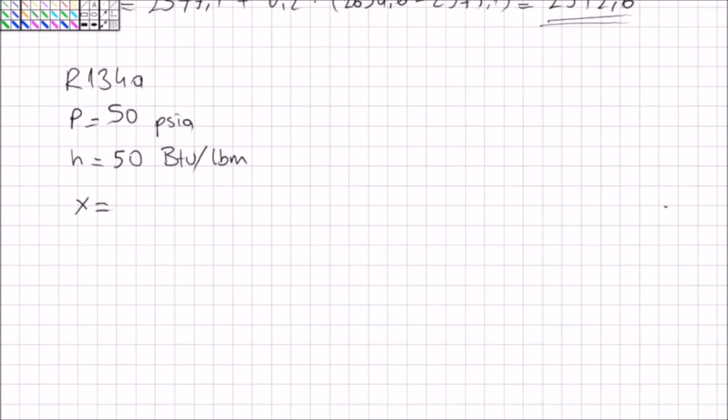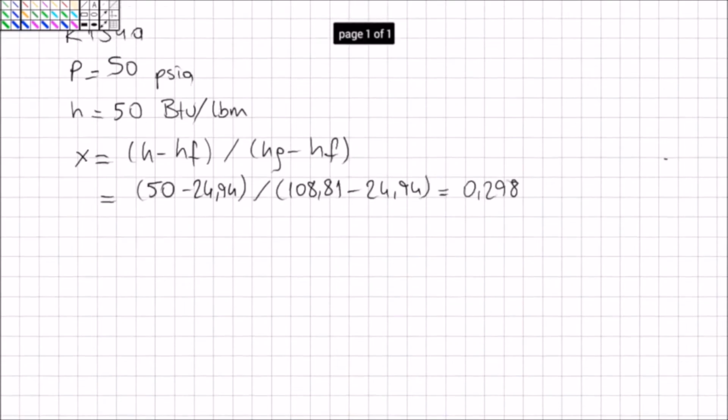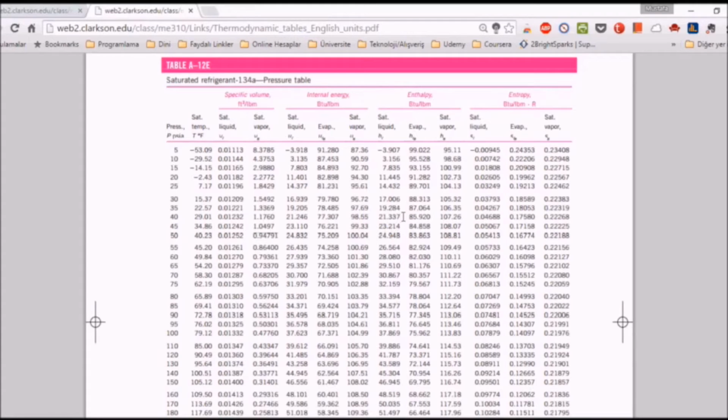Let's calculate it. We calculate it this way, according to this equation. The values are, we know h, and h minus saturated fluid value divided by saturated gas value minus saturated fluid value, and this is equal to 0.298. We calculate x, and let's say we want to calculate specific volume.